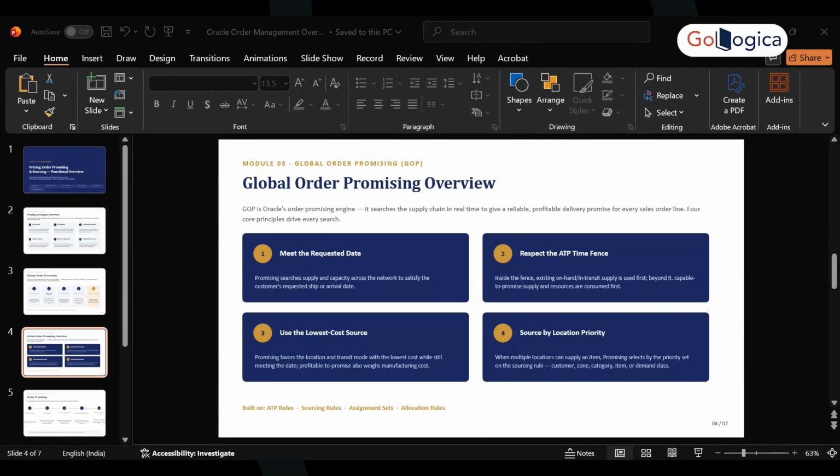It supports both simple and complex supply chain networks involving multiple warehouses, suppliers and manufacturing facilities. And most importantly, it helps the organization maintain customer satisfaction by ensuring that the delivery commitments are realistic and achievable.